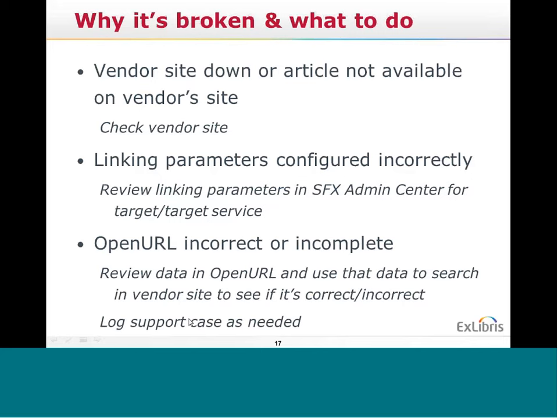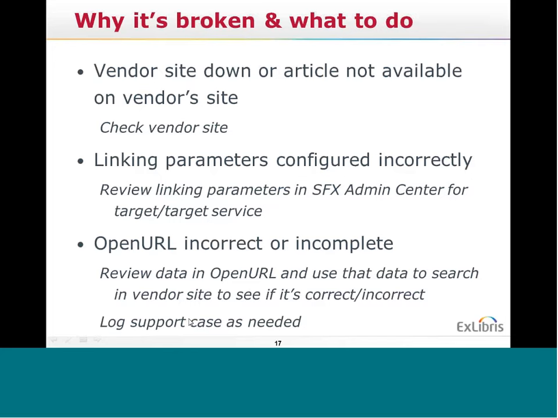So again, check the vendor site and use the data that's in the open URL to try to search for that publication using just that information. If you can't find it on the vendor site, see if providing additional information will work in order to find the article there. If the article doesn't display on the vendor site when you search for it, you can contact the vendor directly to ask why the article is missing from their site.